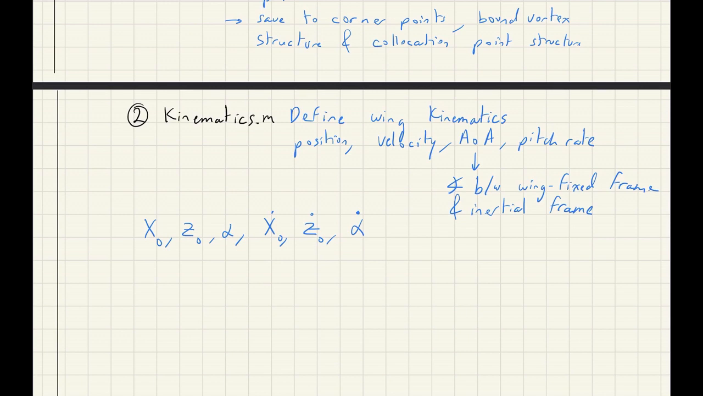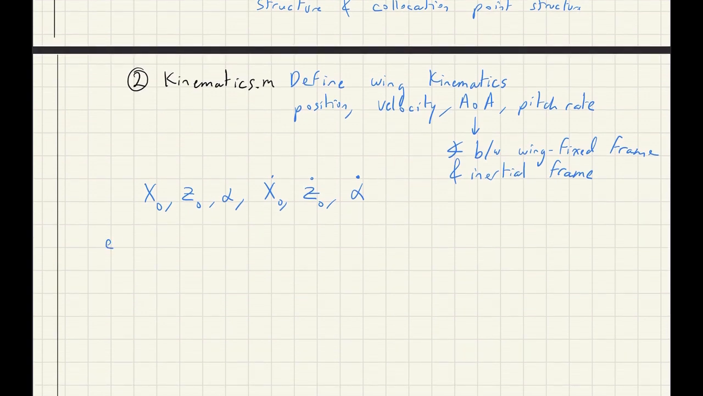So even though you found your corner points in your wing fixed frame, because it's easier to define your camber line in the wing fixed frame, we define the kinematics of the wing itself in the inertial frame. So to give an example of what these kinematics might look like, let's say you have a wing that's impulsively started from rest, which means that at t equal to 0 it is at rest, but at any time beyond t equal to 0, it's at a constant velocity.